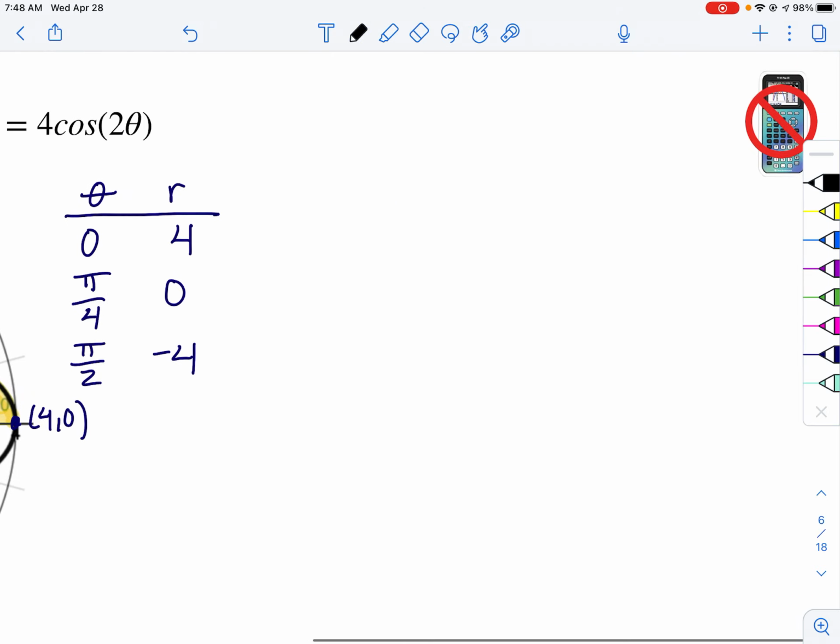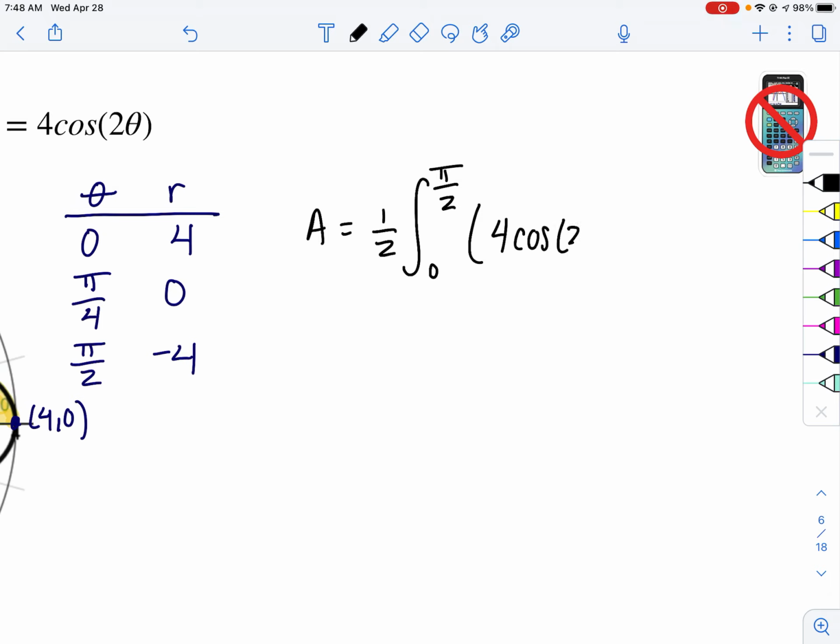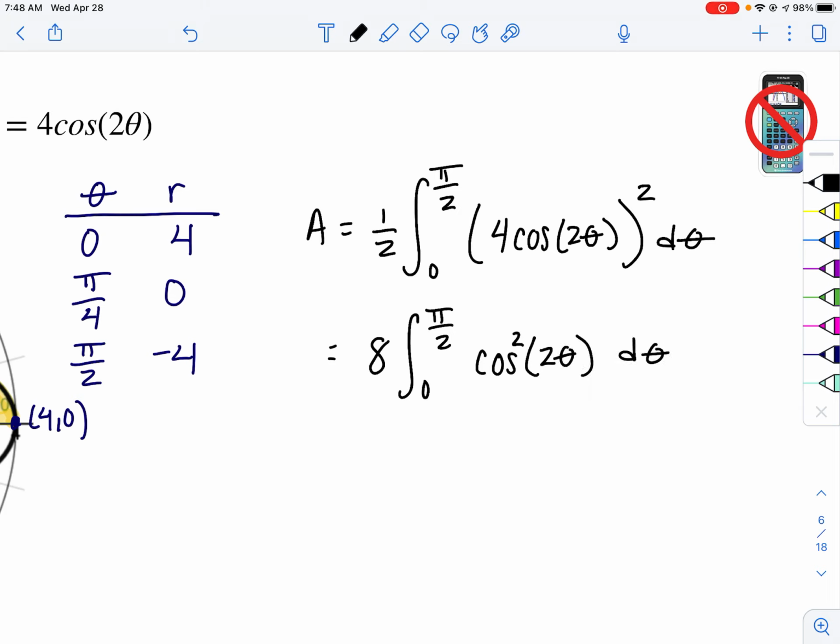So for my area, I'm going to get that this is 1/2 the integral from 0 to pi over 2. And then we have 4 cosine of 2 theta squared, d theta. Okay, so 4 squared is 16, half of 16 is 8, so I have an 8 on the outside. And then I have cosine squared of 2 theta.